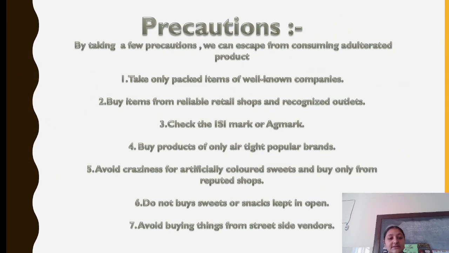Here we have precautions. By taking a few precautions, we can escape from consuming adulterated products. Number 1. Take only packed items of well-known companies. Buy items from reliable retail shops and recognized outlets. Check the ISI mark or Agmark. Buy products of only airtight popular brands. Avoid craziness for artificially colored sweets and buy only from reputed shops. Do not buy sweets or snacks kept in the open. Avoid buying things from street side vendors.